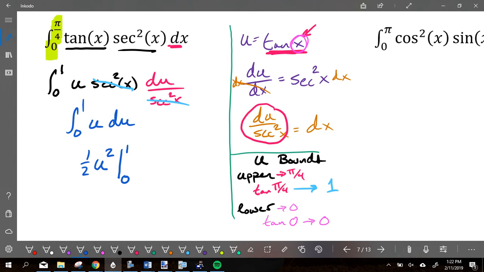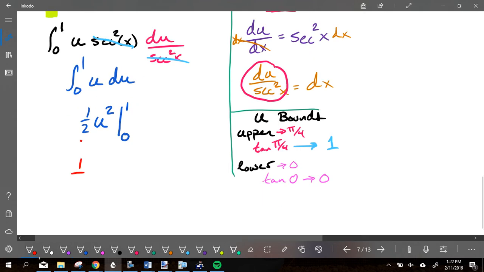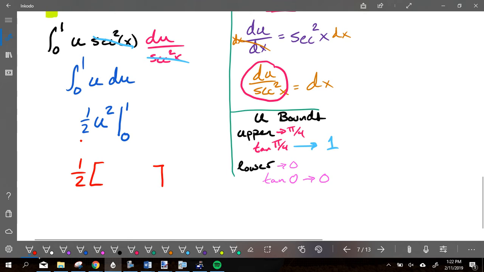So I'm just going to finish that. That's easy. Don't let that be hard. I've got a constant, so I can pull that constant out in front. Upper bound minus lower bound. I plugged in 1 and squared it, minus 0 squared. 1 squared, 1 minus 0 is 1. Times a half. My answer is 1/2.